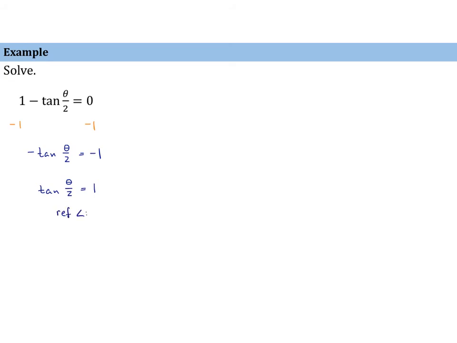The reference angle will be pi over 4, and we're looking at quadrants 1 and 3 because tangent is positive in those two quadrants. And here remember that the tangent function, you can look at quadrants 1 and 3 and they're only going to be separated by pi units. So theta over 2 will be our reference angle plus pi k. So I can multiply both sides by 2 and we have theta equals pi over 2 plus 2 pi k.